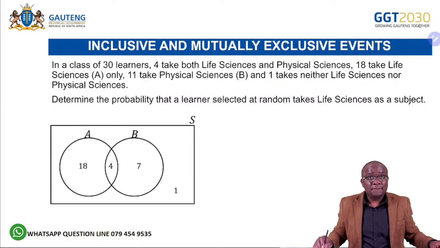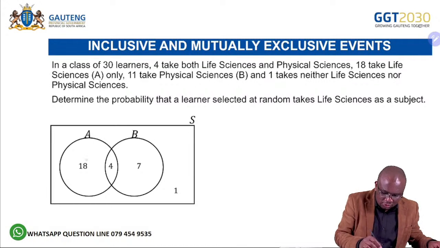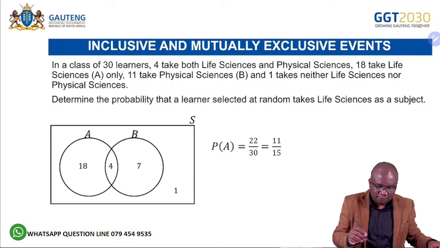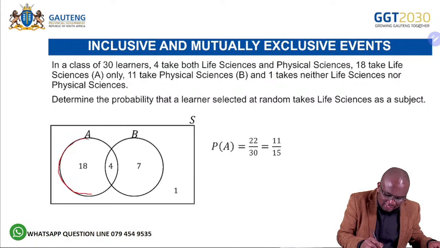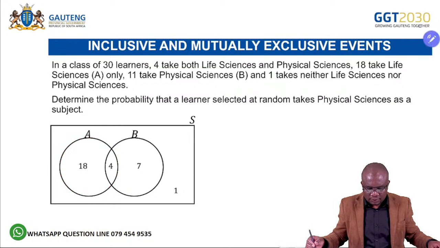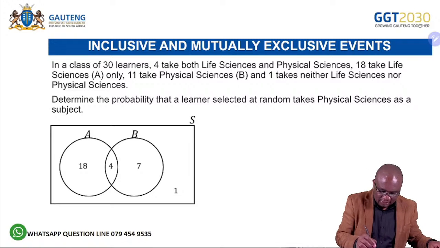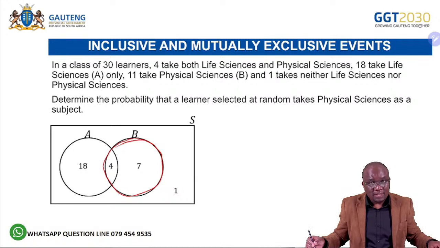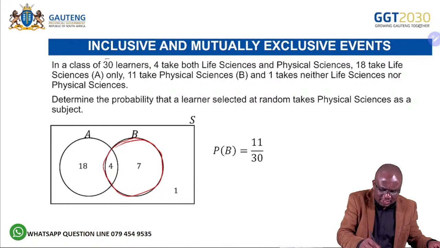What is the probability there? Let's say the answers, you don't need to write them down. So it's 22 out of 30. These are the learners that are doing life sciences, 18 plus 4. Right. Determine the probability that a learner selected at random takes physical sciences as a subject. Physical sciences is going to be 11 out of 30. Remember the 30 learners. Even if you add this, you'll get 30 there.